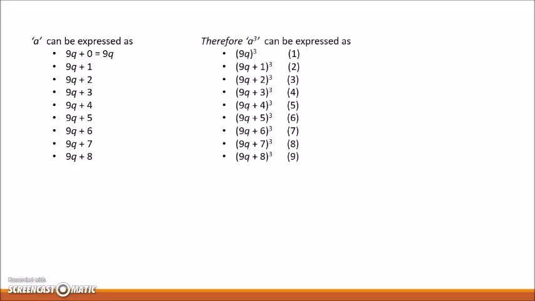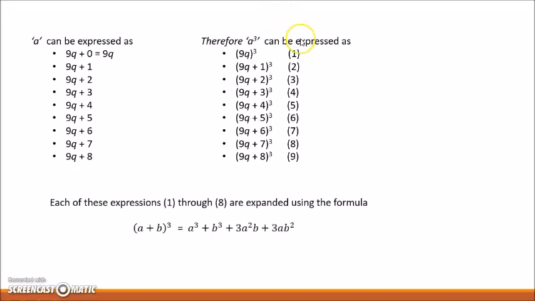Now, the problem says the cube of any positive integer. So, we take a cube, and a cube can be expressed as 9q cubed, 9q plus 1 cubed, 9q plus 2 cubed and so on up to 9q plus 8 cubed. Now, to find a cubed, we expand each of these expressions 1 through 9 using the formula a plus b cubed is equal to a cube plus b cube plus 3a square b plus 3ab square. This is something you might have learnt in your earlier classes.